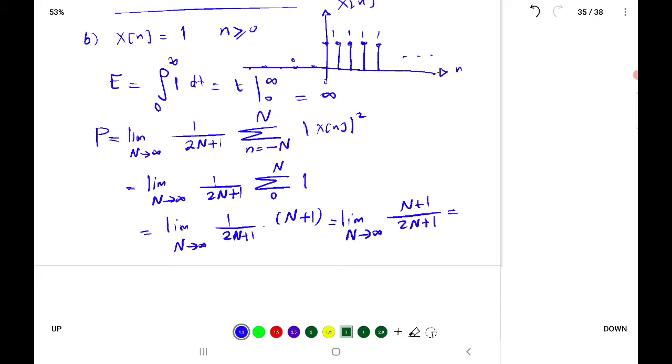And you know, when you find the limit at infinity, you take the highest order term and look at the coefficient. The coefficient of this one is equal to 1. The coefficient of the highest order term here is 2. So it will be equal to 1 over 2. So the power is equal to half, which is less than infinity. So you can say it is a power signal in this example. That's great.